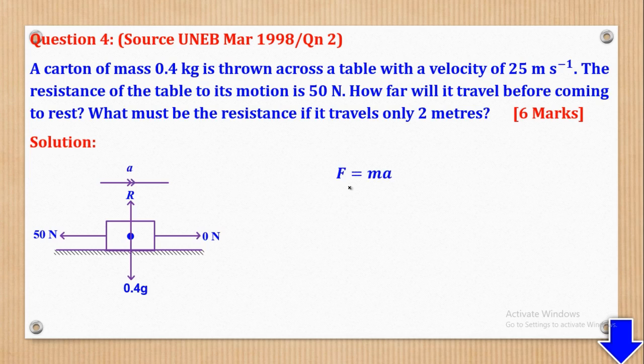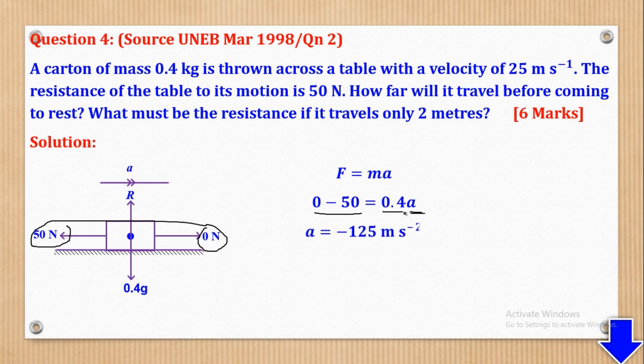So now we shall start with F equal to ma. That means that we are going to resolve horizontally, therefore 0 minus 50 will be the resultant force. So we shall come here and substitute that 0 minus 50 is equal to m, which is 0.4 kilograms, times acceleration. And I think we realize that a is the only unknown. Therefore, when I make a the subject, I'll come up with a equal to negative 125 meters per second squared.